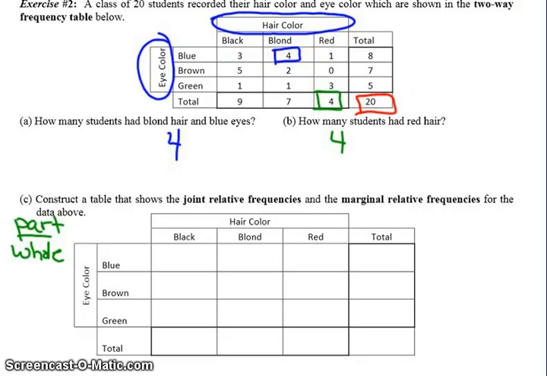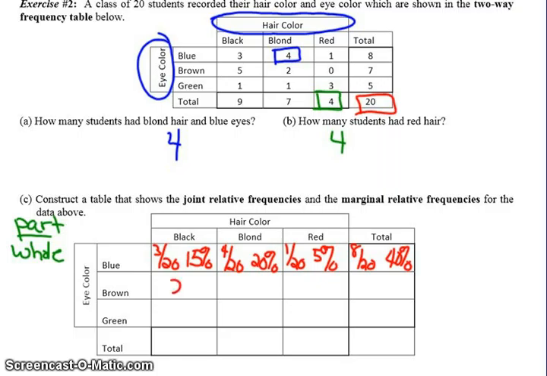So I want to know how many had blue eyes and black hair. That was 3 out of 20, which, when I turn that into a percent, is 15%. So blonde and blue would have been 4 out of 20, which is 20%. Red would have been 1 out of 20, which is 5%. So the total of blue is 8 out of 20, and that would be 40%. All right? So for brown and green, I'm not going to fill in the out of 20s. Hopefully you see where I'm getting at. I'm just going to fill in the percents.